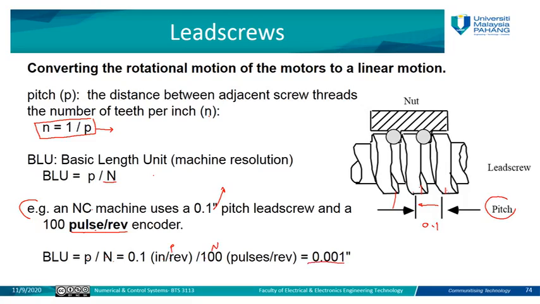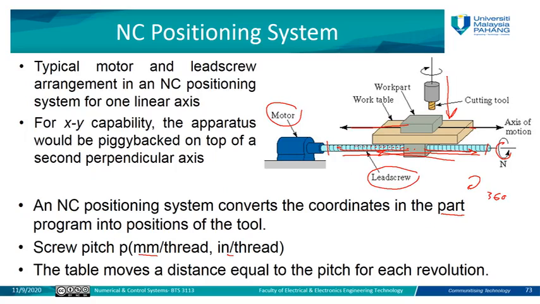So this is just a simple calculation used to define the distance that can be moved along the screw, or how the lead screw will convert the rotational movement into a linear movement.